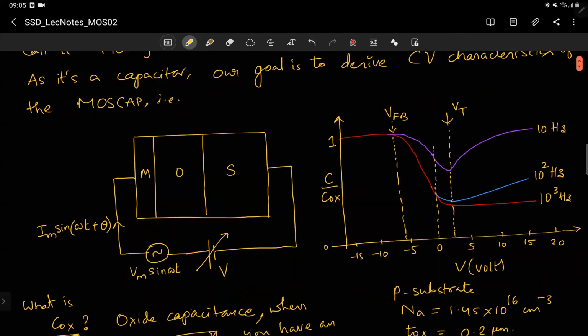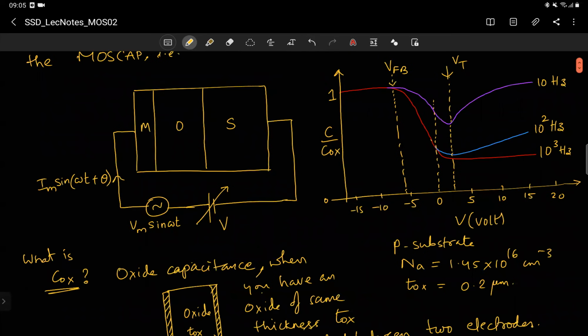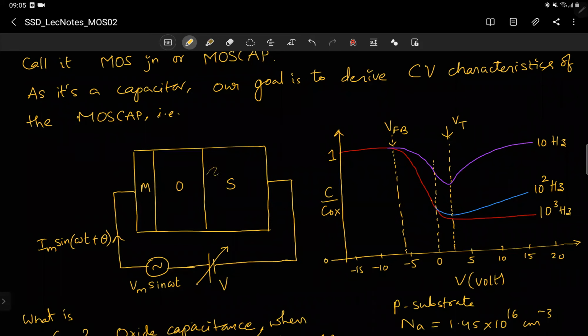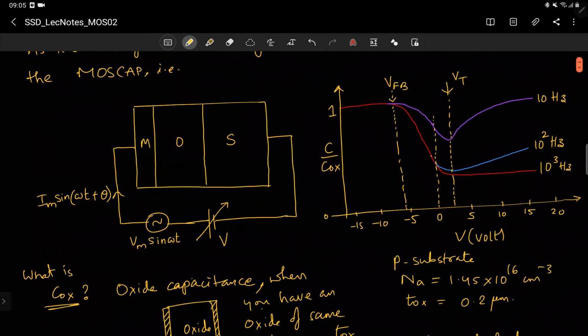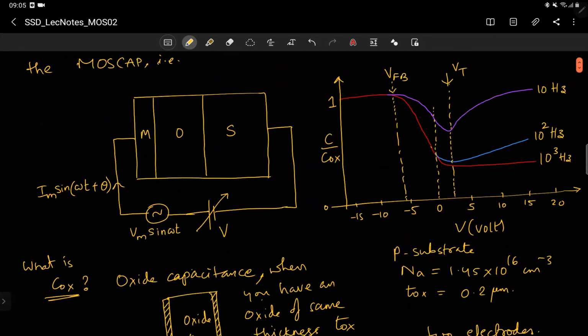Because the CV characteristics can be derived only from the charge picture inside the junction, and only the charge is what is going to travel. So the charge picture is important. In other words, CV characteristics is the final goal when we talk about the MOS junction.